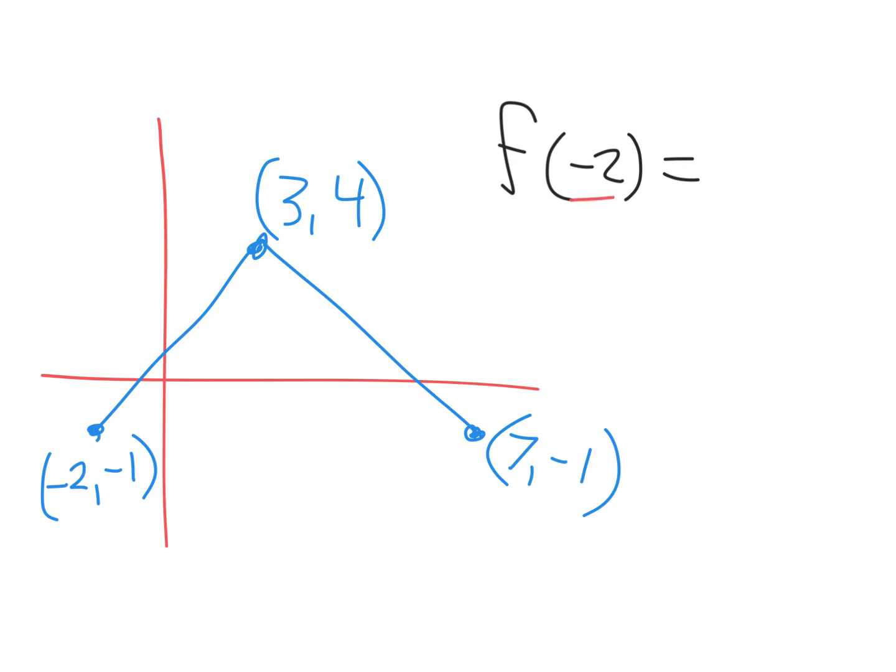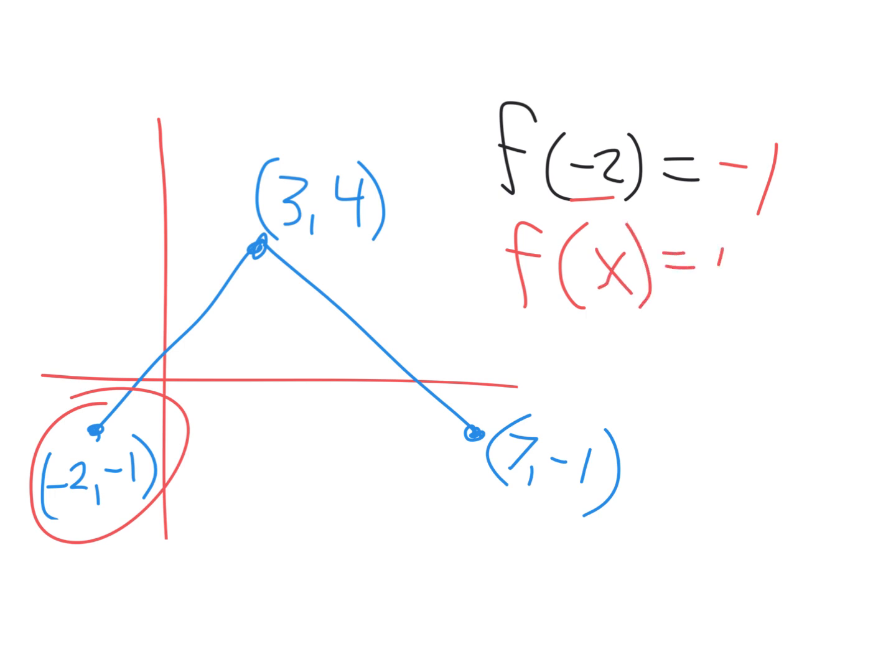So I just said, hey, x is negative 2. There's only one spot on the whole graph where x is negative 2. Yes, the answer is negative 1. All right. Then how about f of x, whoa, I didn't tell you x, equals 4.